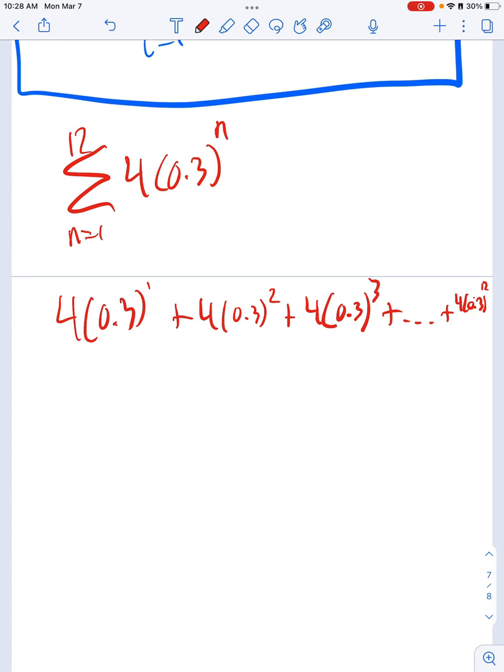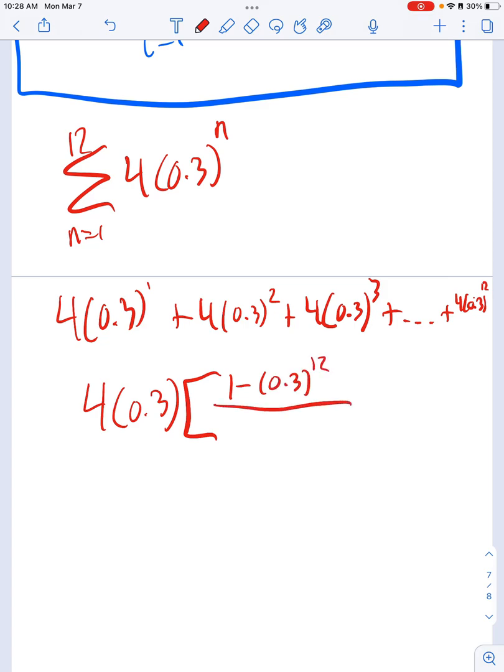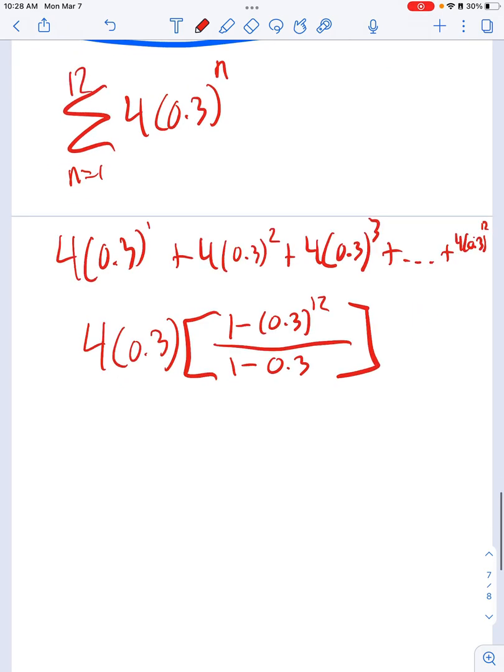If we use the formula we just figured out, I'm going to take my first term, which is 4 times 0.3, and multiply that by 1 minus 0.3 to the 12th power, all over 1 minus 0.3. Once I simplify that, following order of operations, I get an answer of approximately 1.714. So the sum of the first 12 terms of 4 times 0.3 to the nth power is about 1.714.